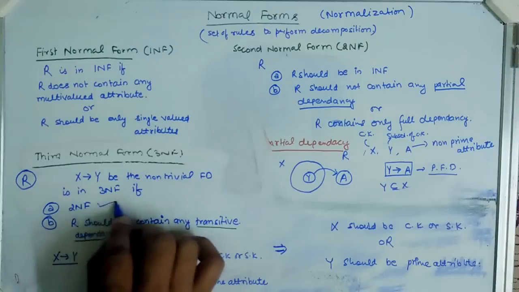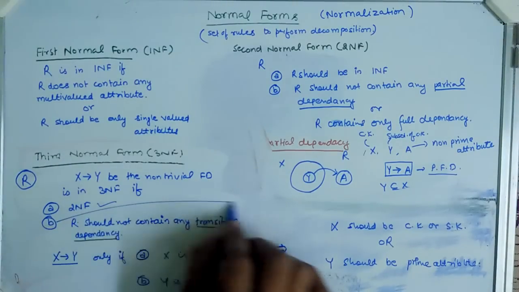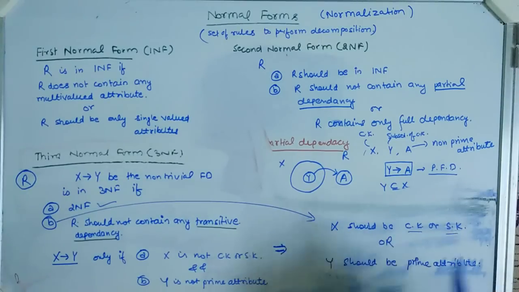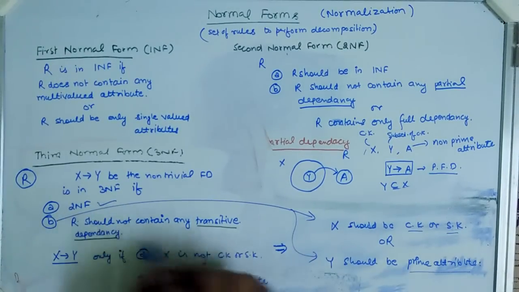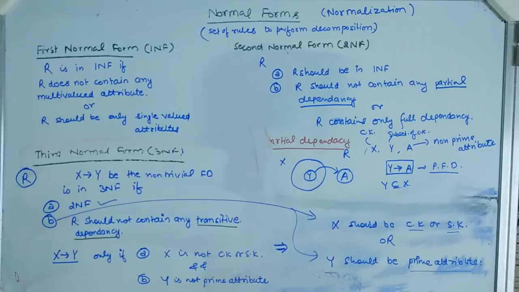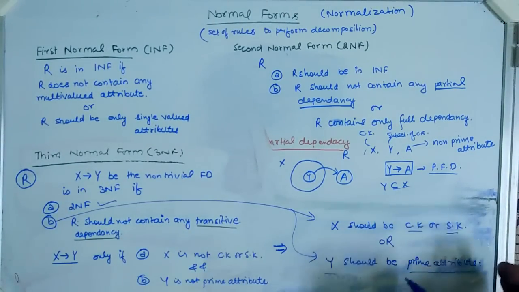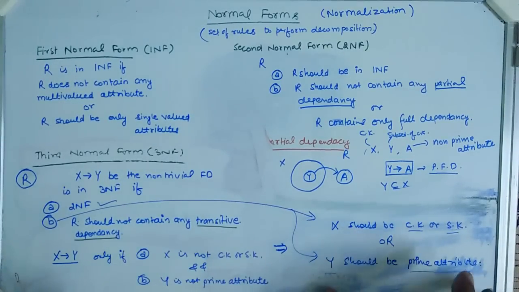So if the A part is satisfied, then for the B part you can directly check whether the attribute X is a candidate key or super key, or whether Y is a prime attribute. So if any of these three conditions hold, the first condition is mandatory. If any of these two conditions hold, it means your relation is in third normal form. So this is the simplified definition for the third normal form.